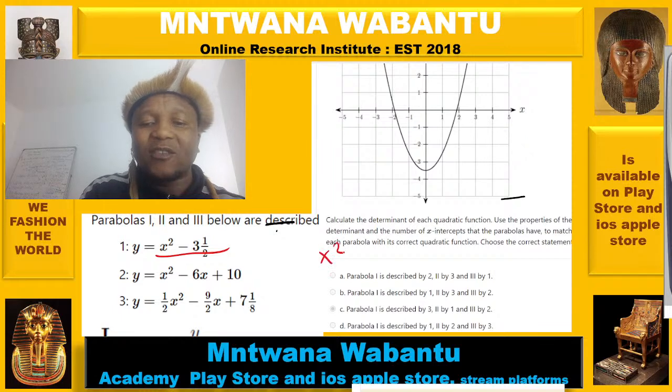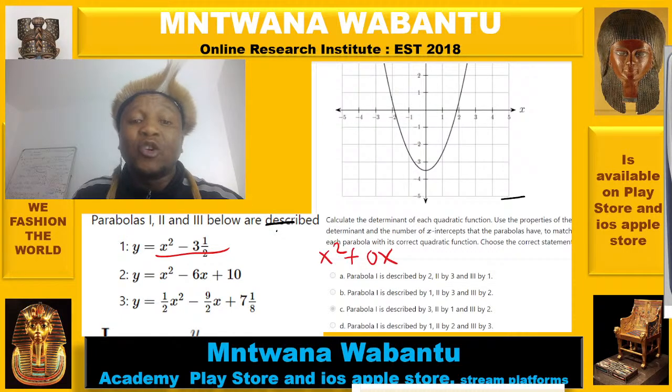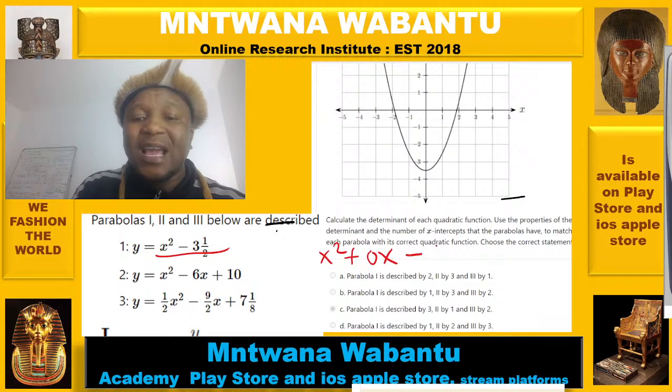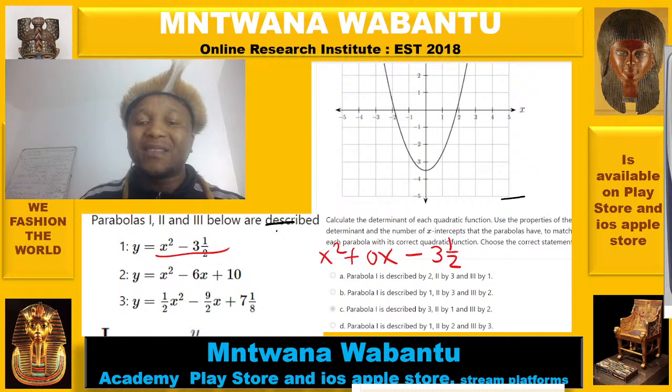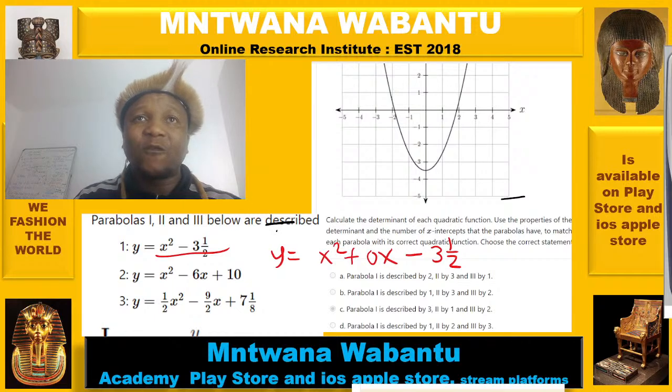Let me say x squared. There is no x here, so I can introduce 0x, because 0 is like nothing, but I introduce it so it can look like a real standard equation of a quadratic. And then I'll say minus 3 1/2. So then I have rewritten my equation in standard form of a quadratic.